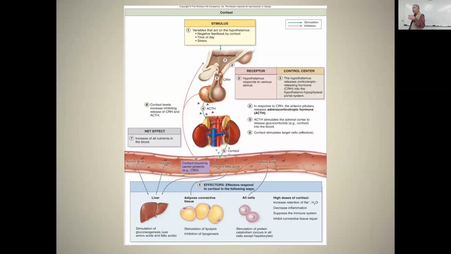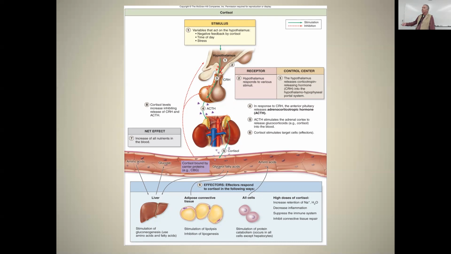Okay, and this is again an axis, a triple hormone relationship, where variables that act on the hypothalamus, negative feedback by cortisol, time of day, and stress, cause the hypothalamus to respond by secreting CRH, corticotropin-releasing hormone, into the hypothalamic-hypophyseal portal system. It travels to the anterior pituitary and causes the anterior pituitary to release ACTH, adrenocorticotropic hormone.